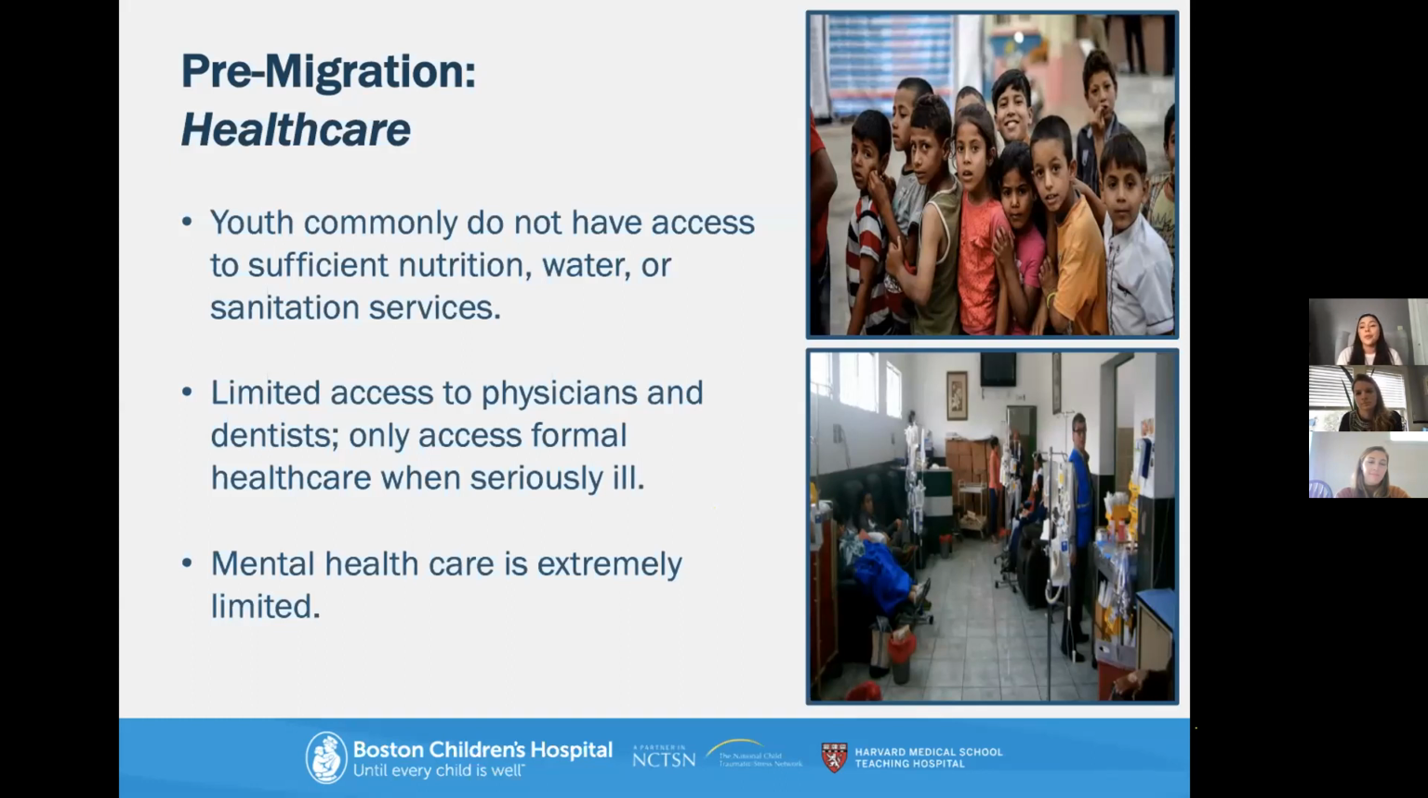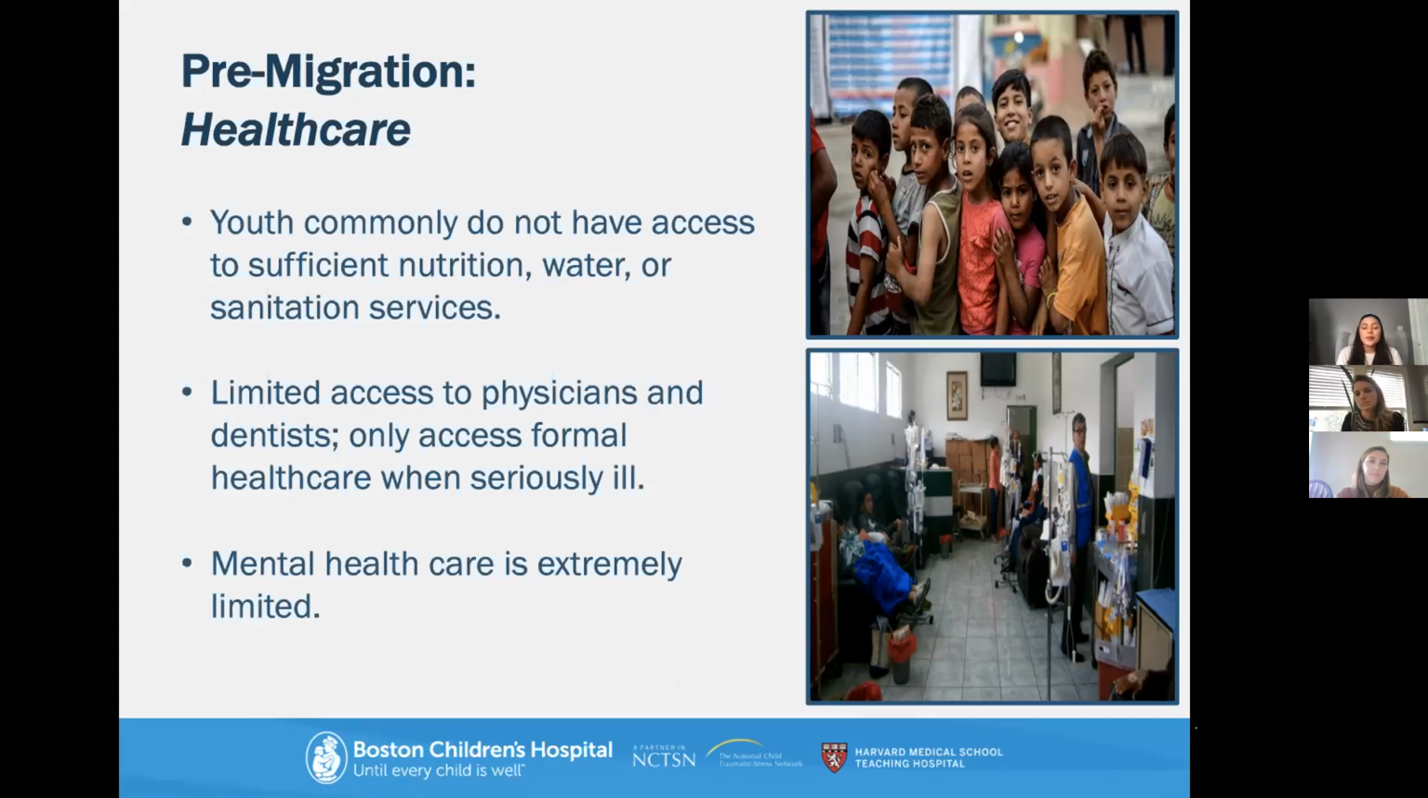No, you're going to drink the water that you have without thinking about what's in it. You're going to be thinking, okay, I want to eat this nice meal, but you don't have money to pay for it, and you don't have money to provide for everyone in your family, so you can't think of that. Limited access to physicians and dentists.